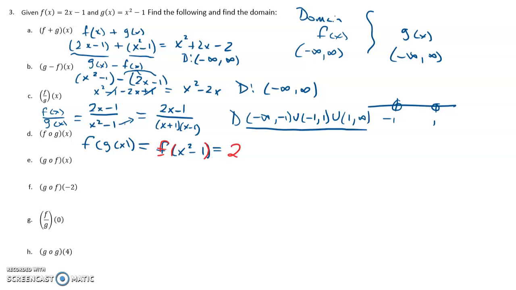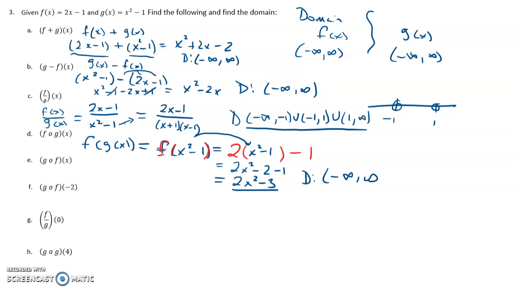I'm going to rewrite where I see the x, I'm going to put a set of parentheses. So this is the f of x, right? And then we are going to be putting that function g inside. So we're going to put an x squared minus 1 in here. Now we're going to distribute, so this gives us 2x squared minus 2, and then we have the minus 1 on the outside. So this will end up being 2x squared minus 3. This is the f of g of x. And the domain of that one is, in fact, negative infinity to infinity, because I don't see any fractions or square roots.